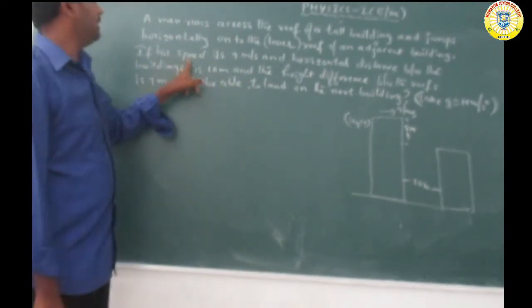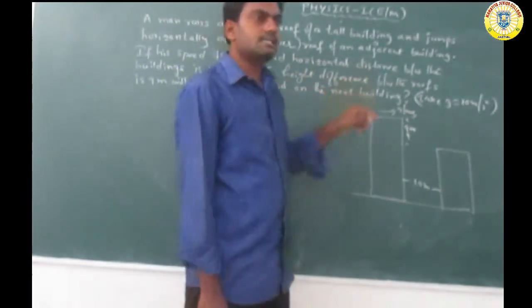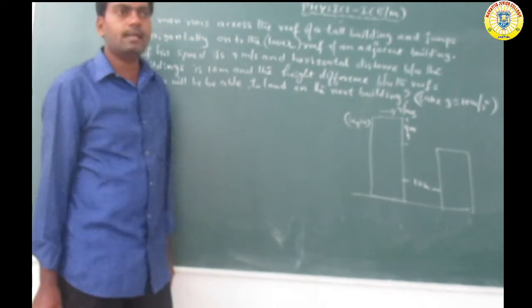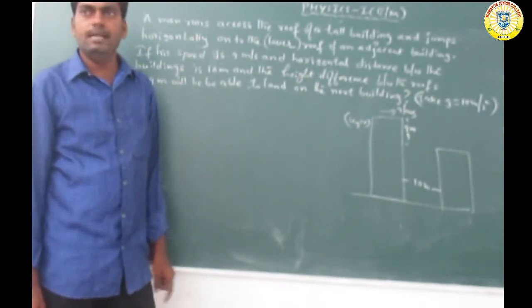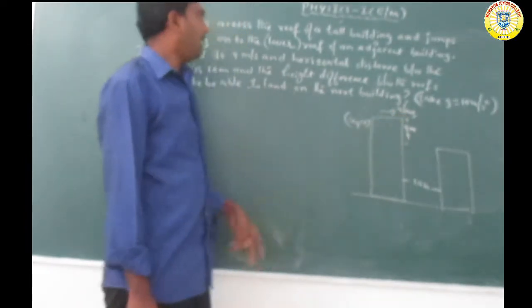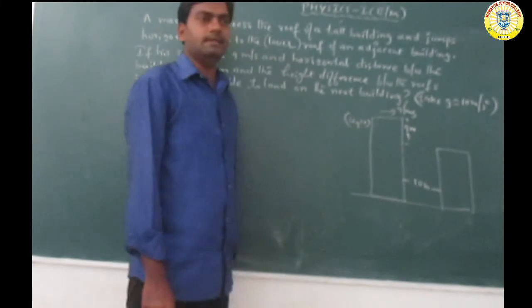With a speed of 9 meters per second, and the horizontal distance between the two buildings is 10 meters. Horizontal distance between the two buildings is 10 meters, with velocity 9 meters per second. And the height difference between the two roofs is 9 meters.